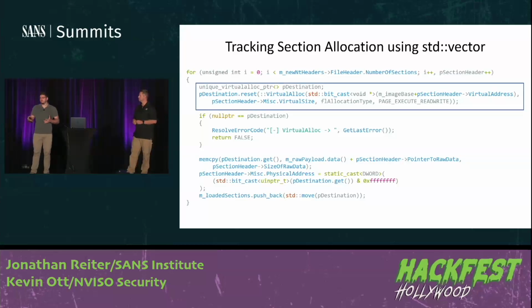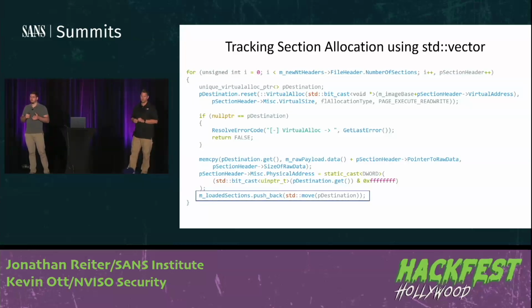We use the reset method of our smart pointer to place the currently allocated section in our unique pointer. Then we do a bunch of stuff. In this case, we're copying the raw bytes from one location in memory to another location in memory. And once we're done, we want to keep track of that specific unique pointer. And that happens here. So we already saw that in the vector, you have the push_back method to add a new element to a vector.